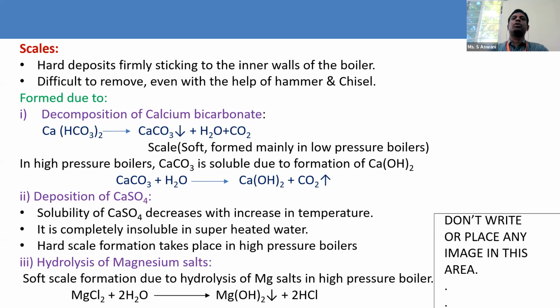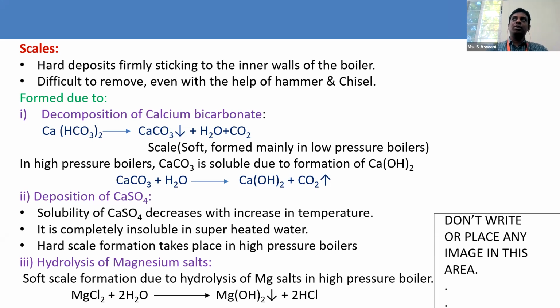It's very difficult to remove, even if we use any hard material. If you use a hammer and chisel also, we cannot remove this type of scale. So scales are called hard deposits. Now we are going to discuss how this type of hard scale can form. Normally, the decomposition of calcium bicarbonate.